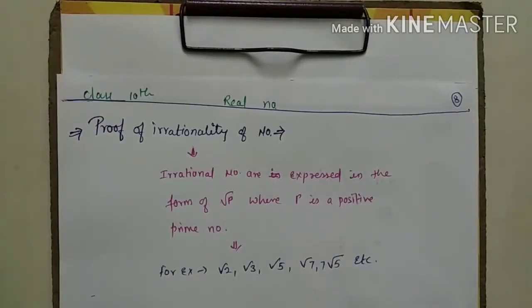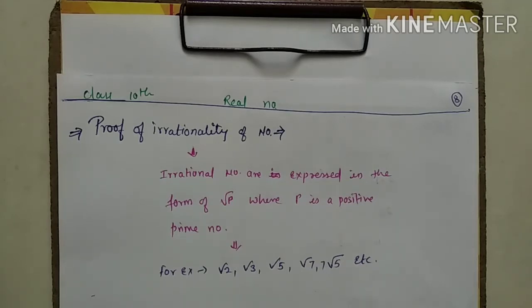Good morning, students. Yesterday we completed exercise 2.2, correct? After that we have to go for more. In exercise 2.3, there are some theorems before it. So first we will go for the theorem, then we will start with exercise 2.3. Okay, first, proof of irrationality of a number.